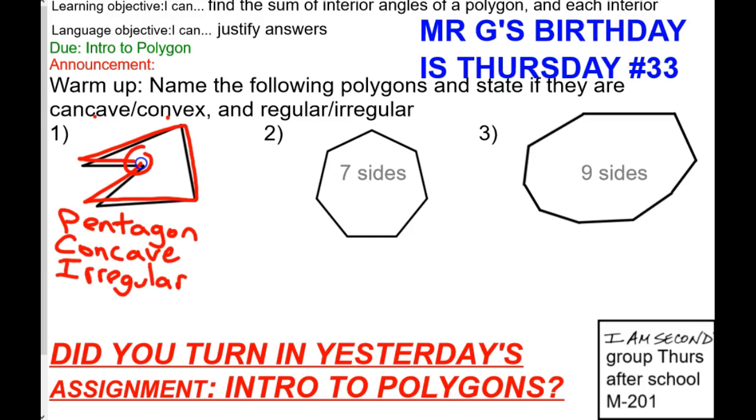Okay, number two. If you can't count them, I put it on there. How many sides is that? 7 sides. Now, what do we call a 7-sided figure? And if you're not sure, besides Google, okay, the notes I gave you yesterday have it, but it's heptagon. H-E-P-T. Heptagon. Cool? Well, anyways, heptagon. Let's write that down.